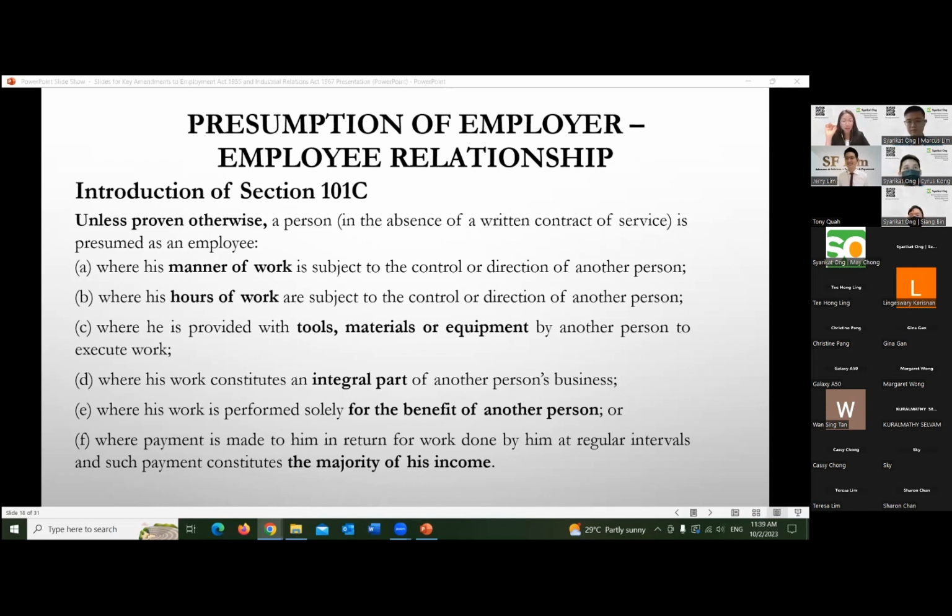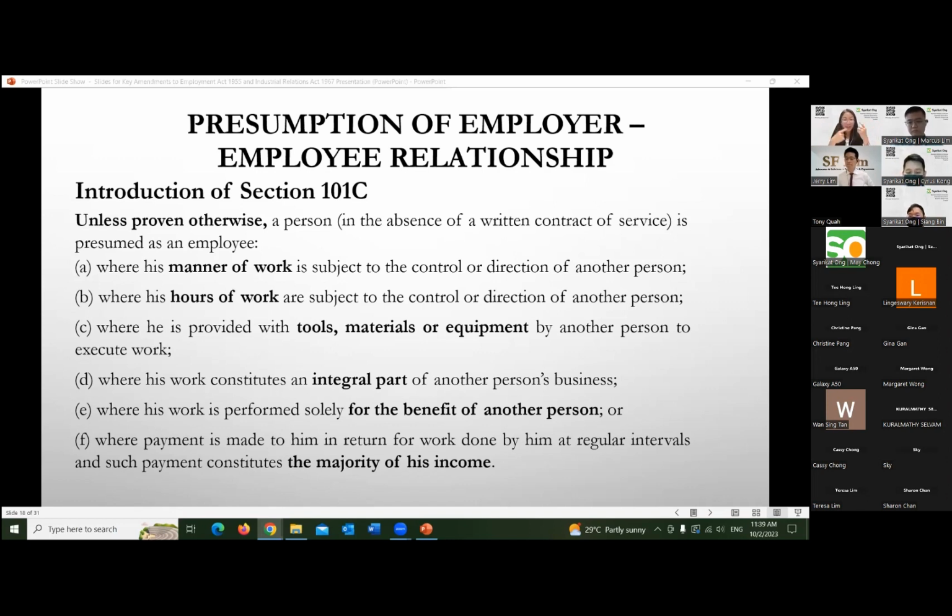When payment is made to him in return for work done by him at regular intervals, and such payment constitutes the majority of his income. Those people who are actually on a contract or freelance or whatever, you will know that you probably have one or two key accounts. Okay, maybe one key account, but you are not servicing this person only. But that key account may constitute more than 50% of your freelance income. But how much time you spend on that particular key account may be pretty much even as compared to the other 5 to 10 accounts that you are maintaining at the same time.